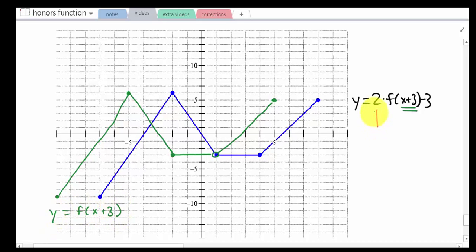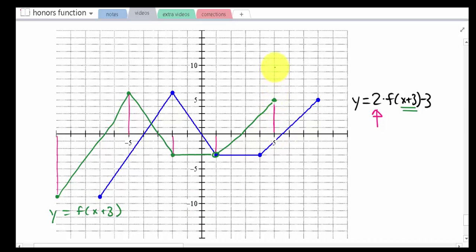All right, next, we multiply the output by 2. So every y length will get multiplied by 2. This is a y length right here. It's equal to 5. That's a y length equal to negative 3. That's another y length negative 3. That's a y length equal to 6. And finally, that's a y length equal to negative 9. So let's multiply them by 2.